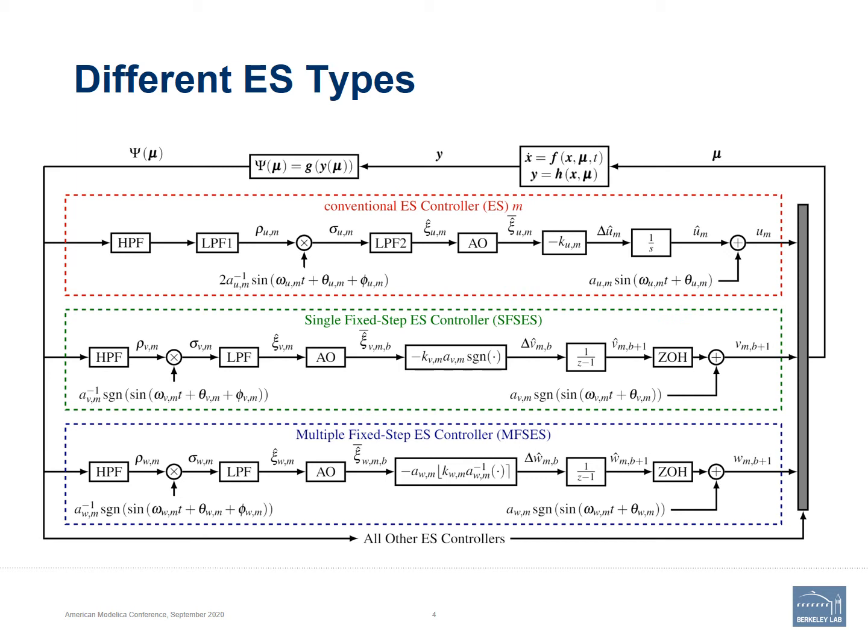For the multiple fixed step ES controller at the bottom, it's the same as the single fixed step ES controller, except that we have a rounding function here. So the gain will be rounded to the closest possible set point.